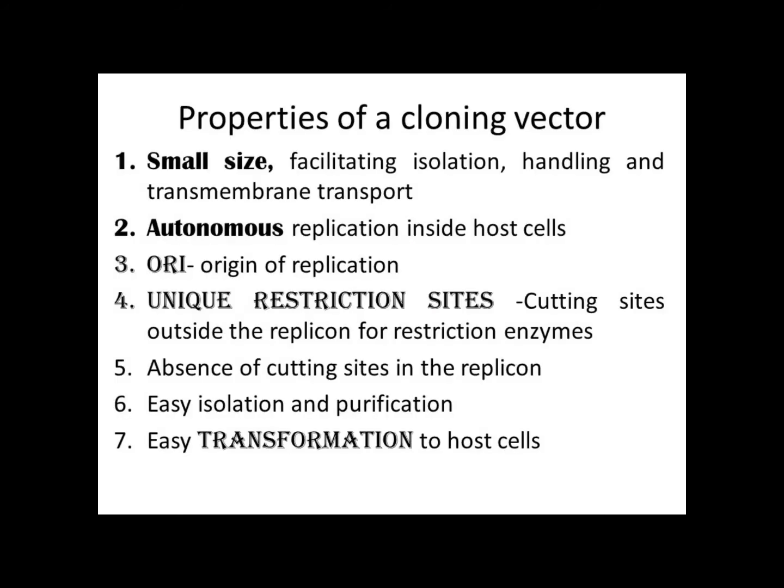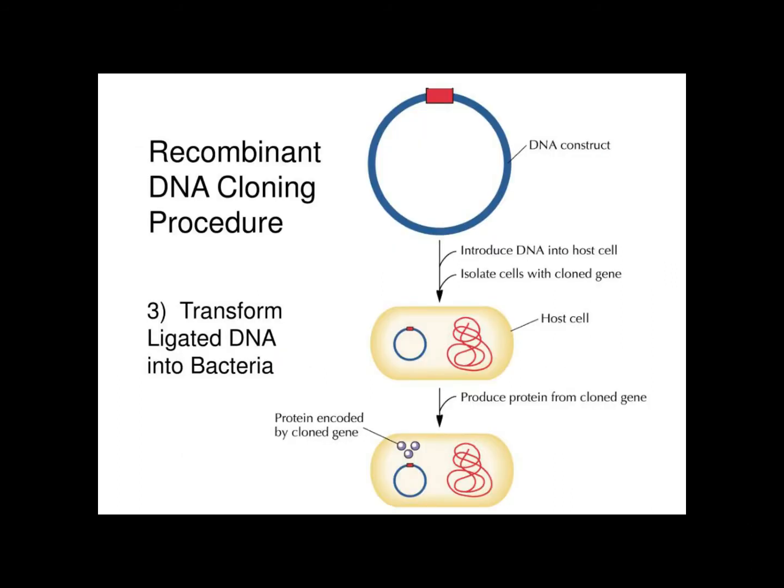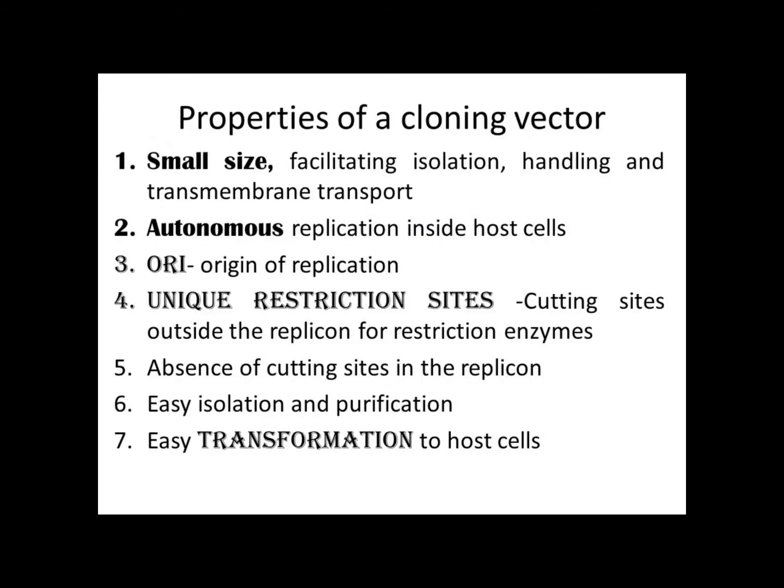Now, for a DNA molecule to be used as a cloning vector, it should have certain properties. The vector molecule should be of small size so that it is compatible with the techniques of DNA isolation, and we should be able to handle it. It should also be capable of transmembrane transport. If it is smaller, transport into the host cell is easier, as it has to traverse the membrane of the host cell. So for all these requirements, a small size is a criterion.